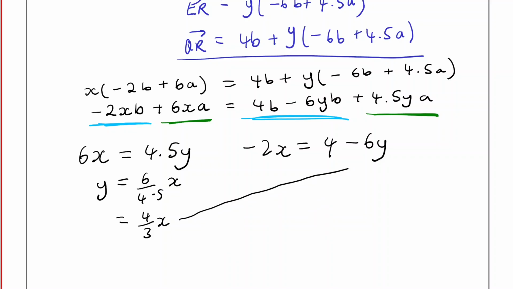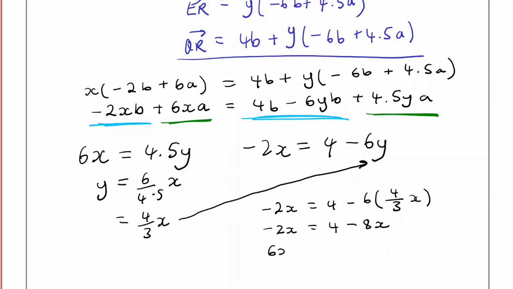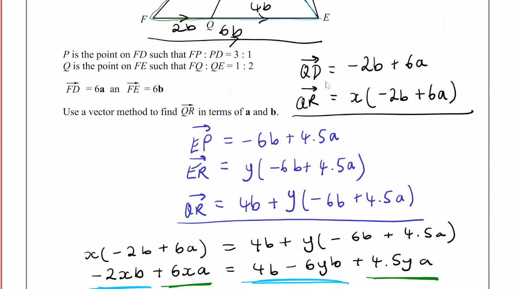I'm going to substitute that in. So I've got minus 2X equals 4 minus 6 times 4/3 of X. 6 times 4/3, so 6 fours are 24, over 3 is 8. So I've got minus 2X equals 4 minus 8X. Add 8X to both sides, and divide by 6. 4 over 6 is the same as 2 over 3. So X is 2/3.